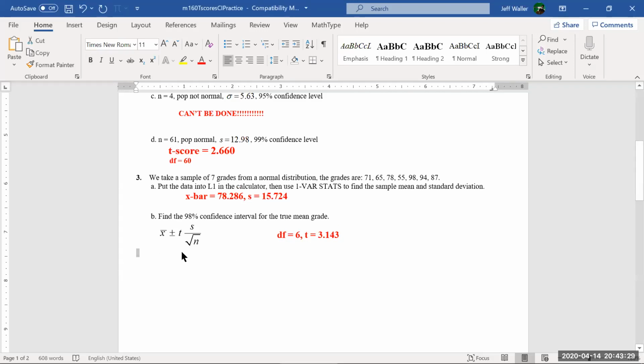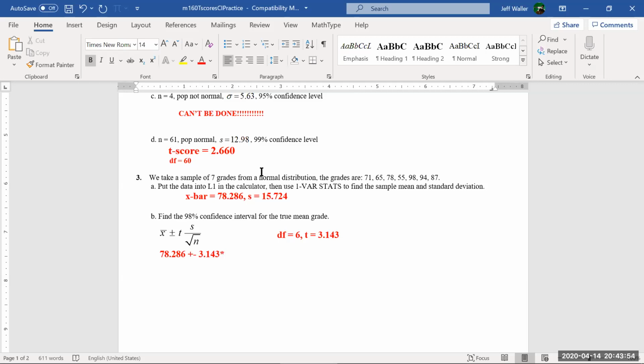All right. Let's see. Red, bold, big. So now let me throw everything I know. X bar I know is 78.286, give or take. So this should feel very much like any other confidence interval we've done. Just the number I just put in is a t-score instead of a z-score. Not a big deal. Times the standard deviation.